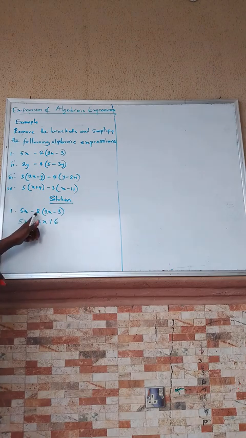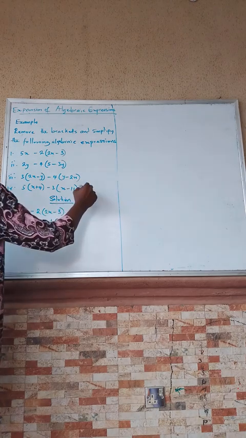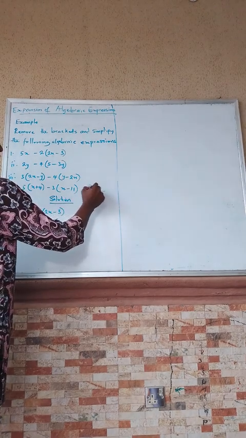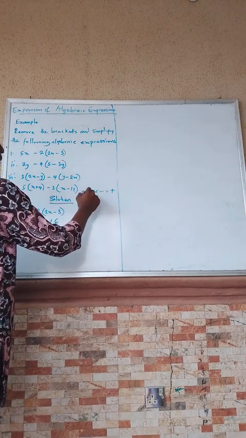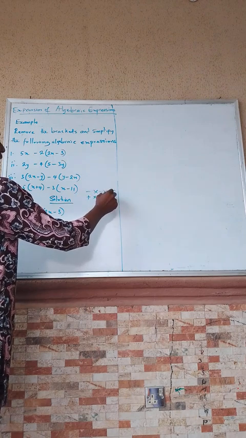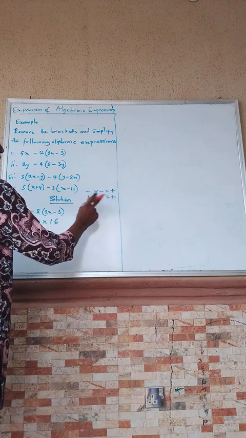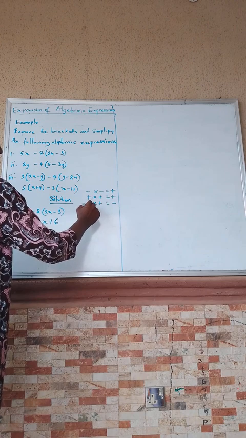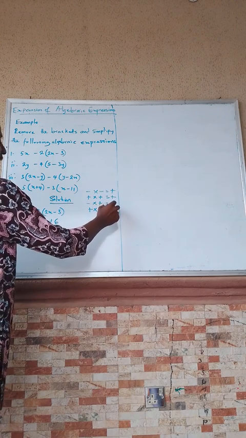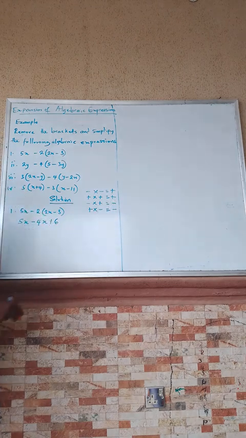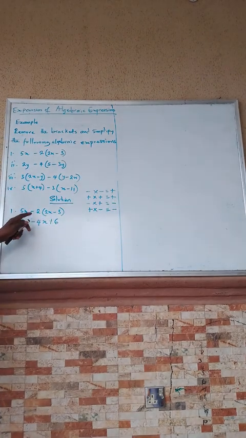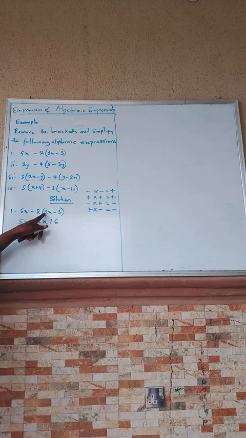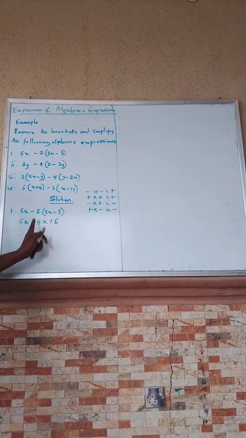You have to be very careful with the sign. Now when you have minus times minus, the answer is plus. Plus times plus, the answer is plus. But when we have opposite sign, minus times plus, that gives you minus. Plus times minus, that gives you minus. So that is the reason why when you use minus 2 to multiply plus 2x, you have minus 4x, because minus times plus is minus.